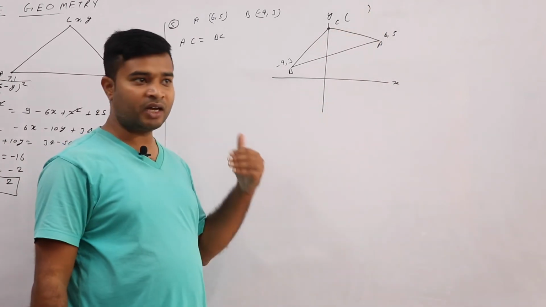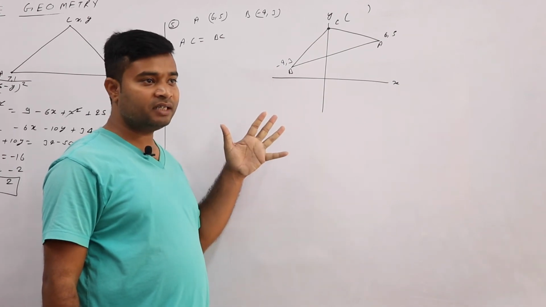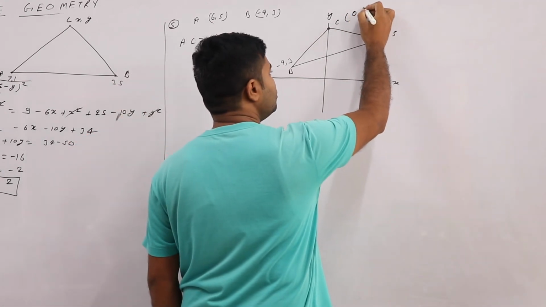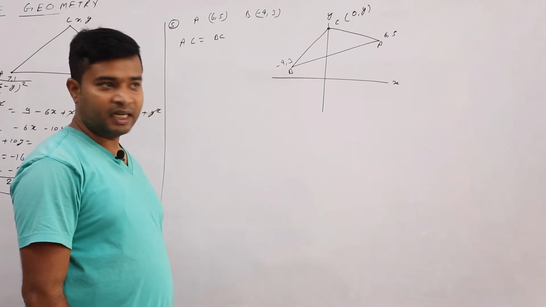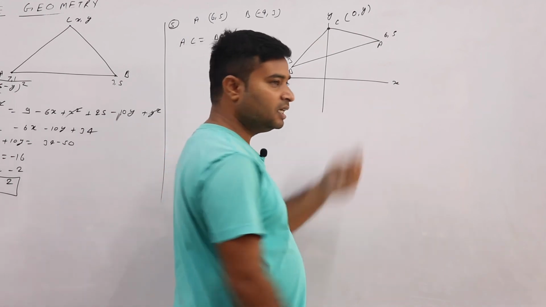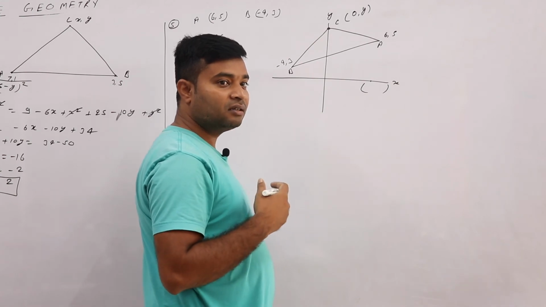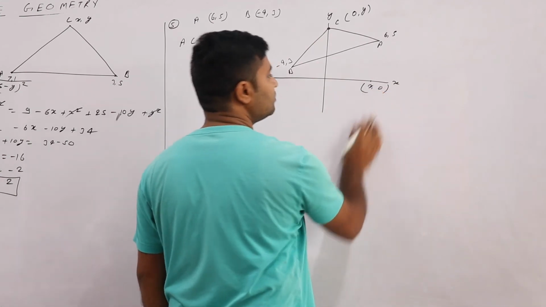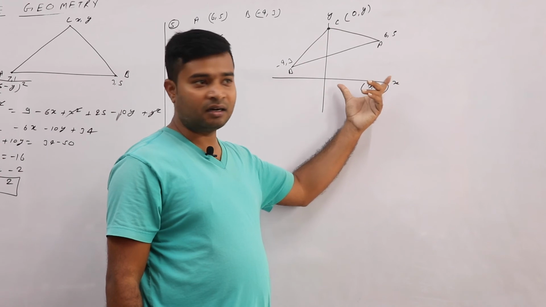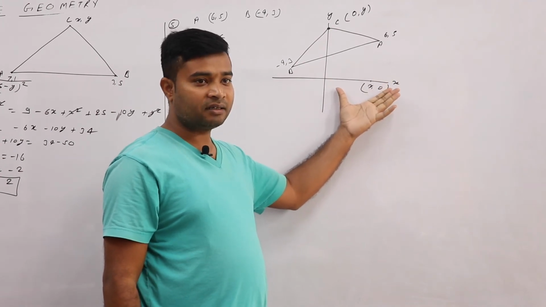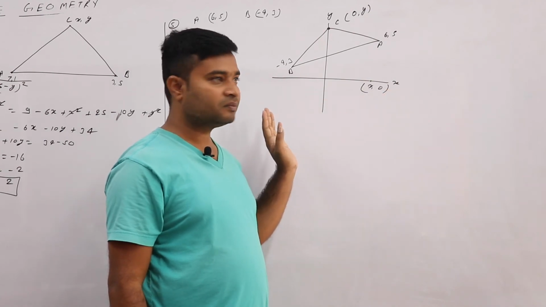So, on the y-axis, the value of x is always 0. So the coordinate will be (0, y). Understood? If it is on the x-axis, what is the coordinate? On the x-axis, the value of y is always 0, so it will be (x, 0). Understood? If the question says it is equidistant from the x-axis, then the coordinate will be (x, 0). Getting it? Yes or no? Okay, now find.